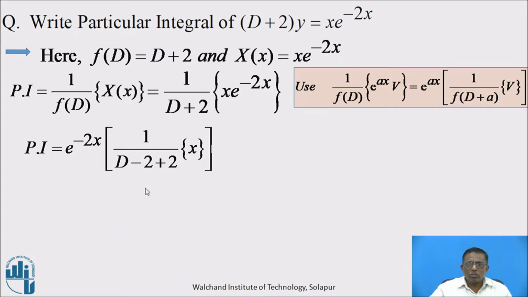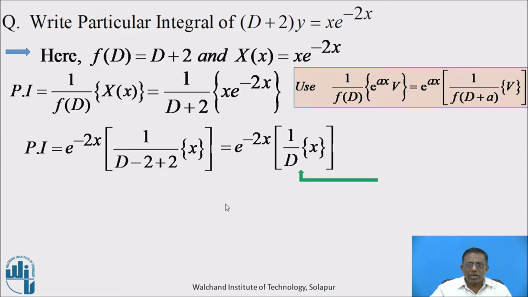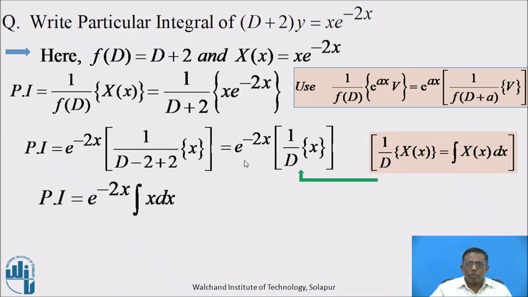In the denominator, -2 plus 2 gets cancelled, so PI = e^(-2x) [1/D operated on x]. And as we know, 1/D stands for integration. Therefore PI = e^(-2x) into the integration of x with respect to x. The integration of x is x²/2, so PI = e^(-2x) into x²/2. This is the required answer.